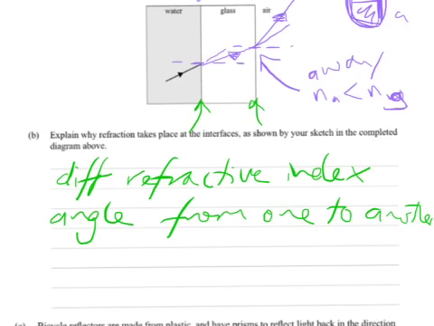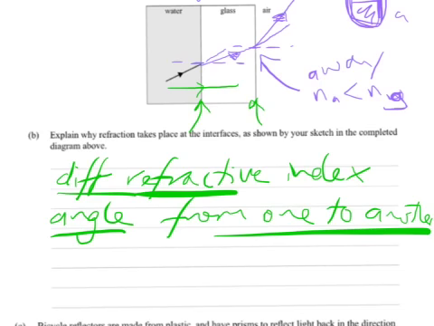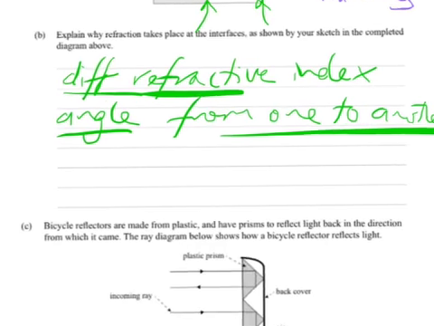Now if it didn't hit on an angle, if it hit straight through, there would be no refraction. So it's important to include that idea of the angle, the different refractive indexes, and that it's actually travelling from one to the other. Okay, moving on.